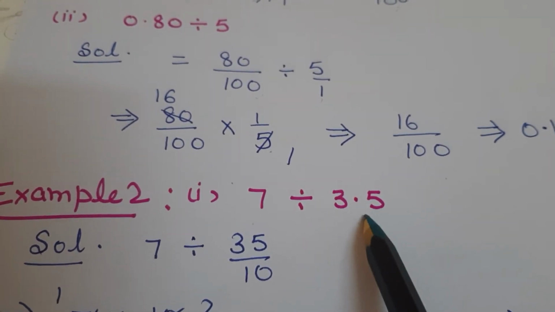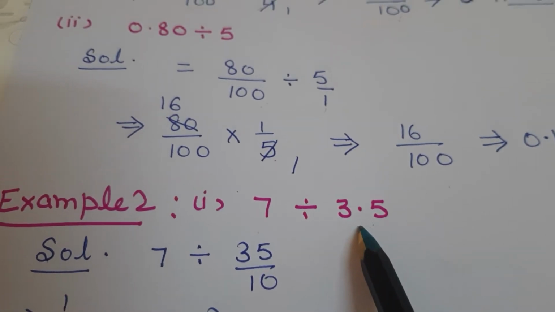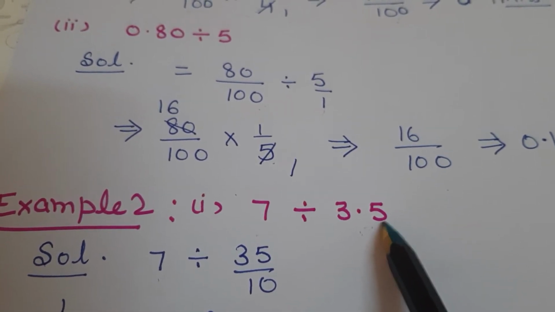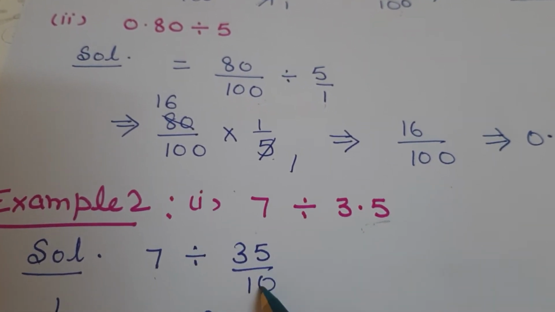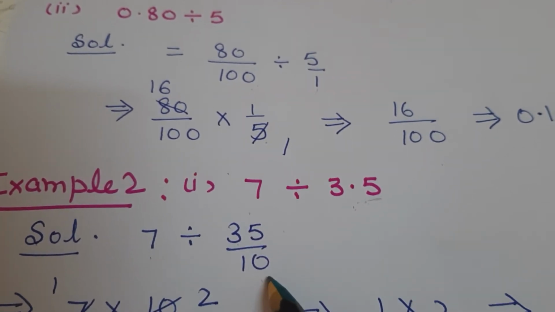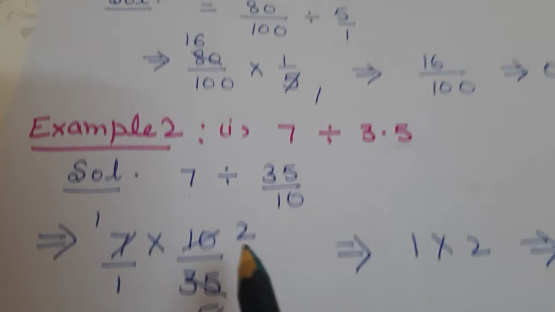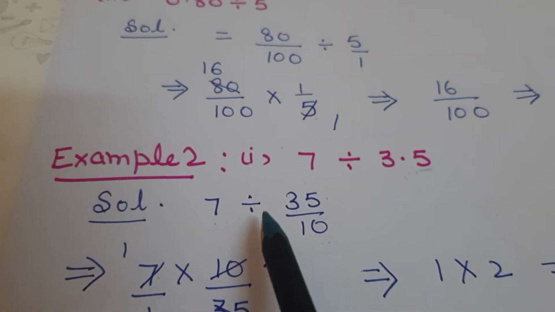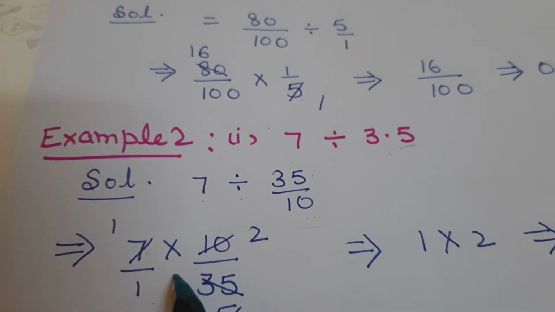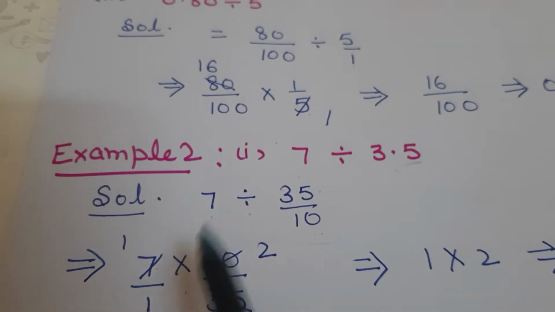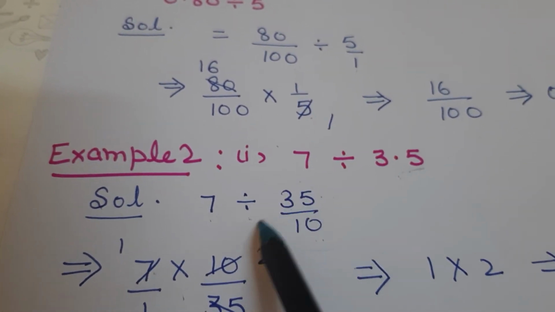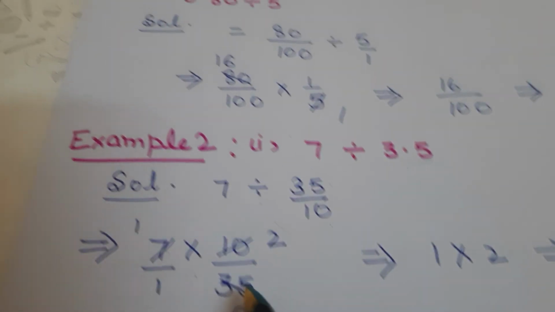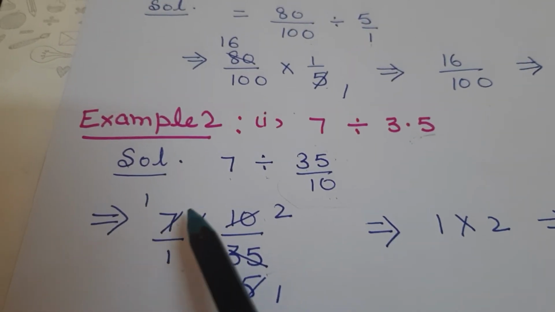Now we will convert this side into a fraction. Now 7 as it is, 3.5. Only one place is there after the decimal, so 1 and 0, 10. So 35 by 10. Now this sum is of fractions. So 7 by 1 as it is. This division sign will be converted into multiplication, and because we are converting this sign, this will be reciprocated. So 10 over 35.